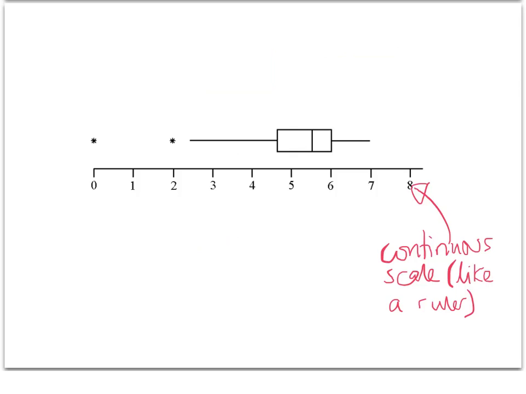Next thing to notice about this box plot is that the axis isn't labelled, and loads of you won't label the axis and you'll lose a mark, and it's such a waste because it's not exactly difficult to do. You label the axis, number of hours or whatever it is. Easy way to get another mark.